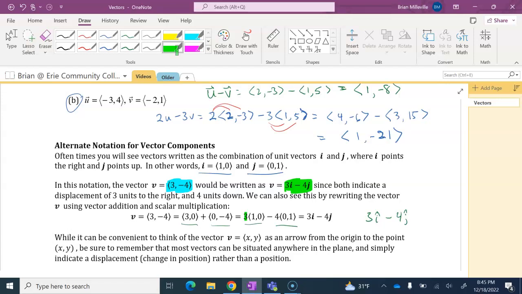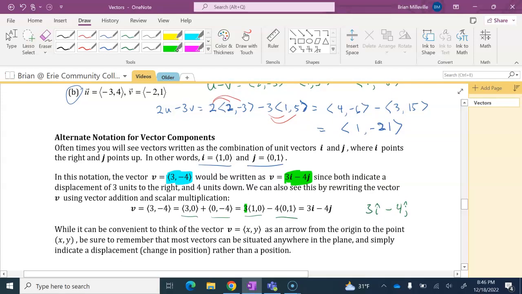You might see, and I have a tendency when I'm writing this on paper to put little hats on top of the i and the j, as indicated here. That's just done sometimes in some references, so just be aware of that. If you see the little hat, that's just the way some folks write vectors out. All right.